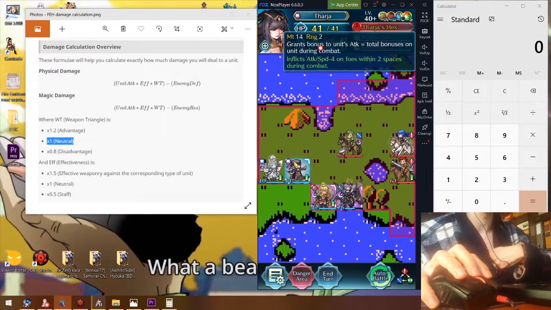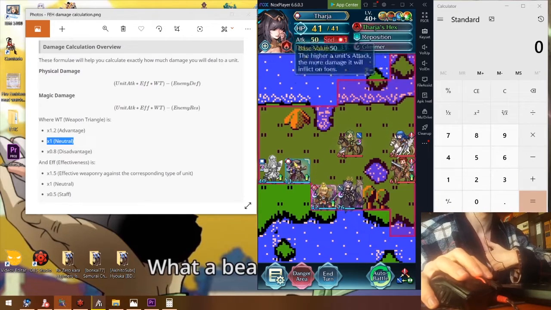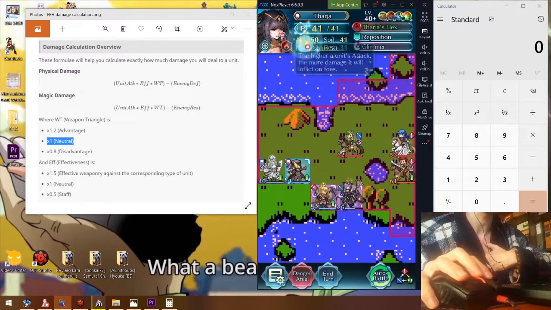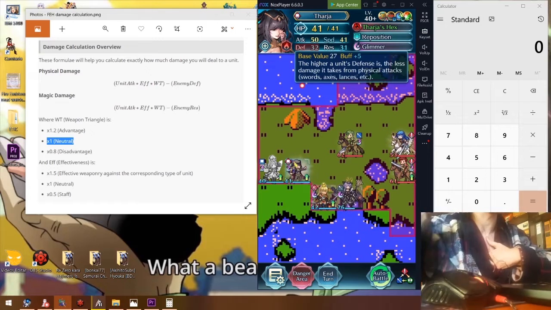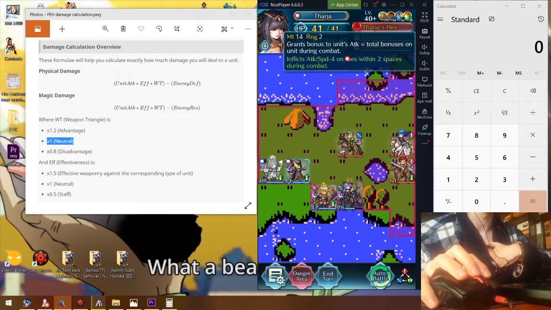What this actually means is total bonuses on unit are granted to our attack during combat. So stuff like bonuses outside of combat, like attack, speed, defense, resistance, the bonuses you can see here that say buff, debuff and stuff like that, will be accounted to our attack during combat.